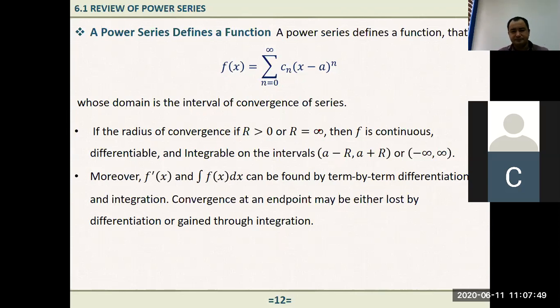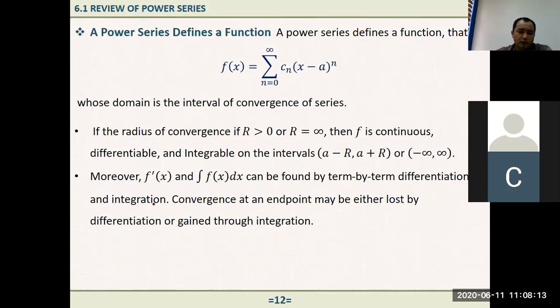So if the radius of convergence r is positive or equal to positive infinity, what does it mean? That means r equals positive infinity means at every value of x on the number line, if we just substitute here and evaluate this, it actually gives us the approximate value of this f, if we just pick a finite number of terms of this power series.